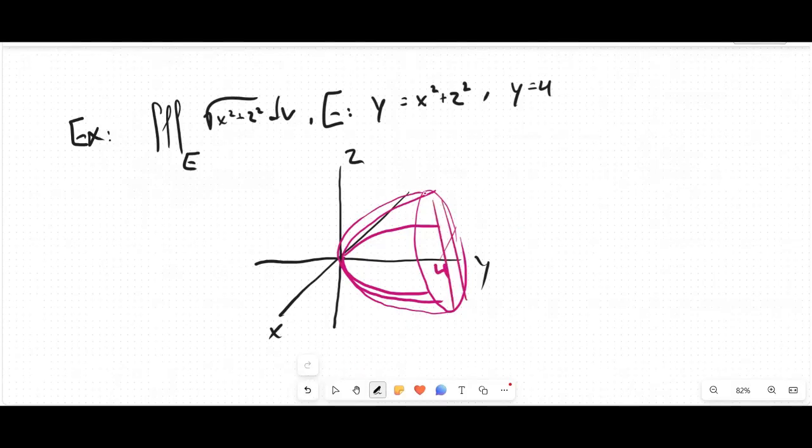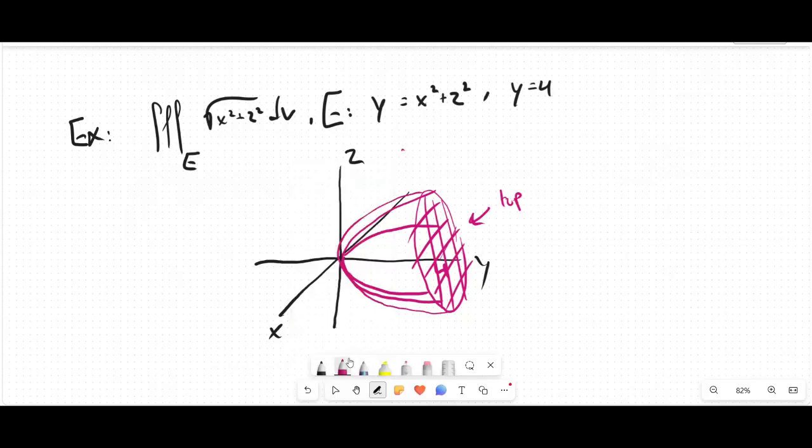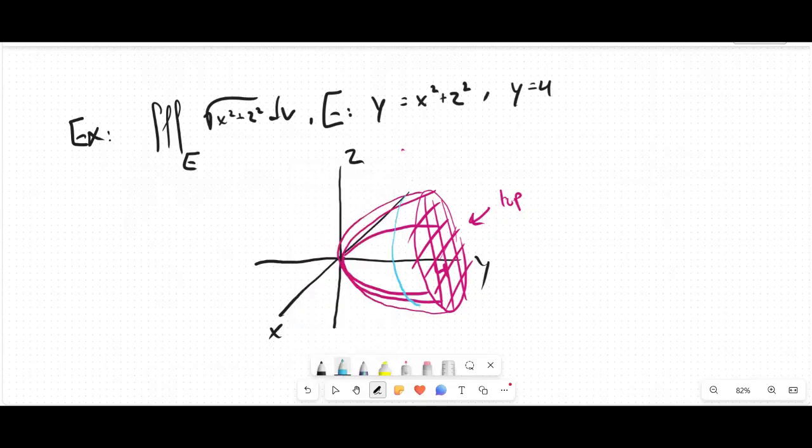So this is the top. That's the top. And this side here, let's do a different color on it. Do like the light blue one. It's my favorite color in here. Actually, it's my favorite color combo. This light blue with this magenta is great. This blue part here, that's the bottom.